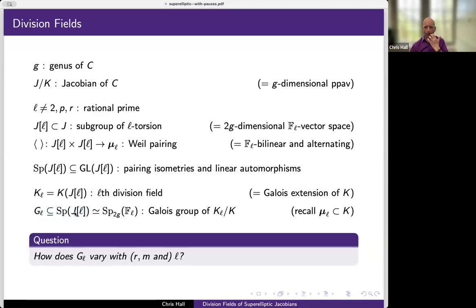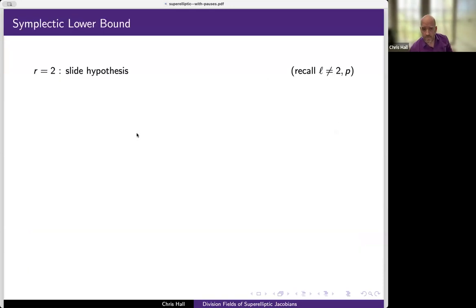Okay, and so now the question that drives me and really I would say underlies this talk is, how do these groups G_L vary with L? And well, you might even say with r and m. I mean, to me, r and m are fairly fixed for the talk, and then L varies, but of course you could really take different r's and m's as well. Okay, now we've got our division fields, we've got our superelliptic curves, we've got our Jacobians, and so now we really have all the ingredients of the talk itself, I guess.